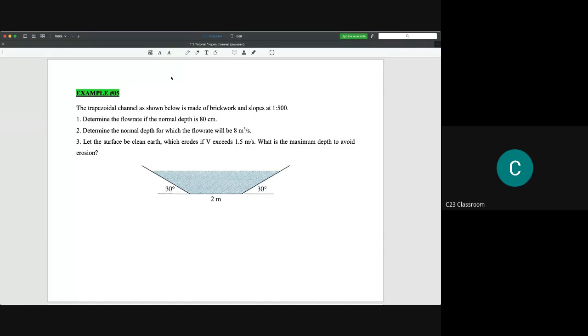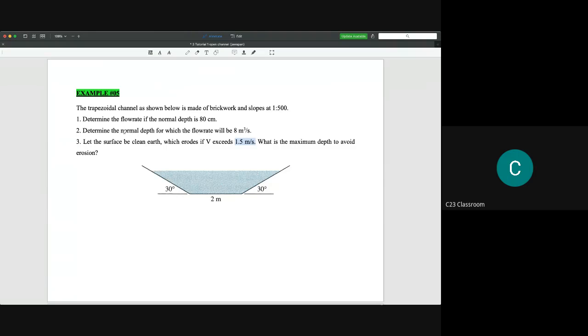Okay, next we are discussing example number 5. The trapezoidal channel as shown below is made of brickwork and sloped at 1 to 500. Number 1, determine the flow rate if the normal depth is 80 centimeters. Number 2, determine the normal depth for which the flow rate will be 8 meter cube per second. And number 3, let the surface be clean earth, which erodes if V exceeds 1.5 meter per second. What is the maximum depth to avoid erosion?